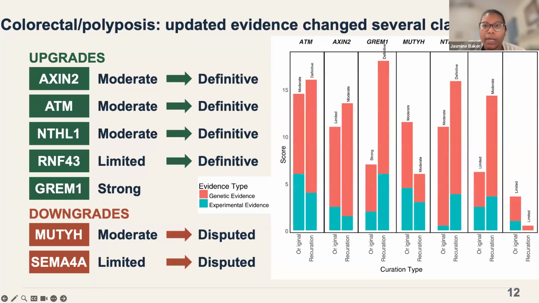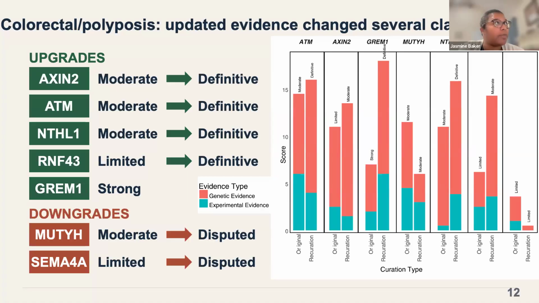So getting into the data. The updated evidence changed several of the classifications. So I have larger font on the left to show the updated classifications, and on the right, I have a visual to show you how the actual evidence types affected the curation change.